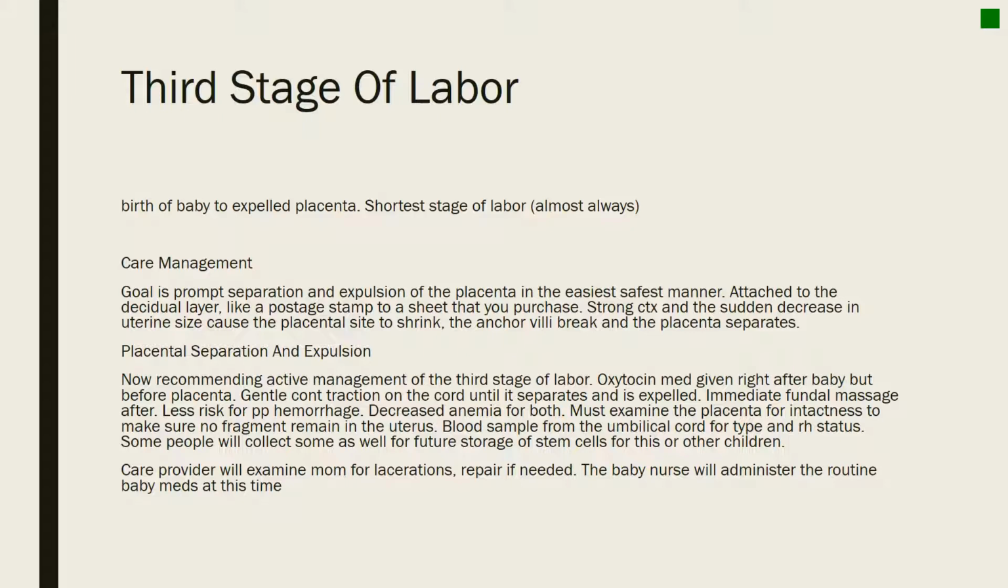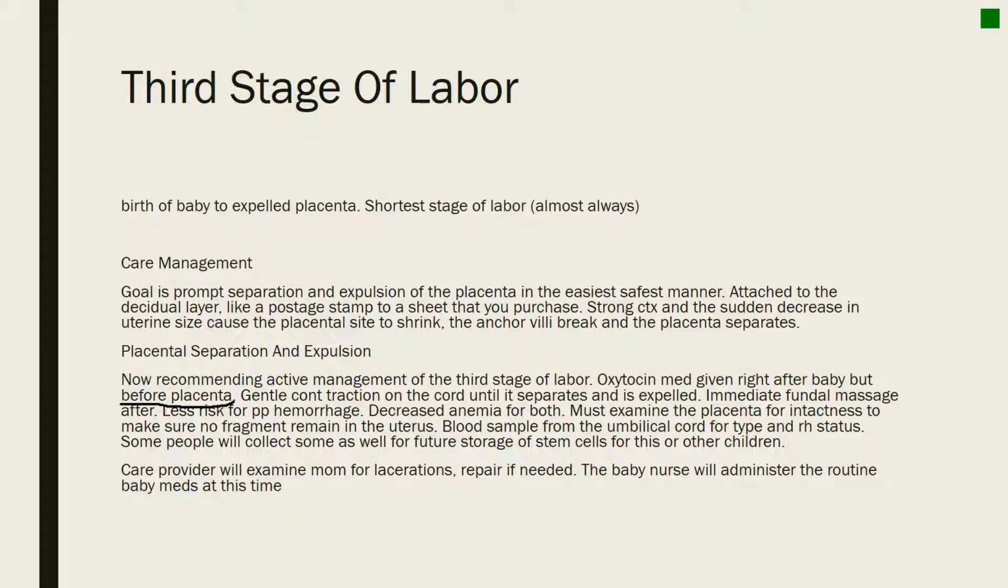Now they recommend an active management of this third stage of labor. Oxytocin medication is given right after the baby but before the placenta. That's not like it used to be. We waited until the placenta was delivered and then put Pitocin in. At this point, the practitioner gently applies continuous traction on the cord until it separates and is expelled. Immediately, we do fundal massage.